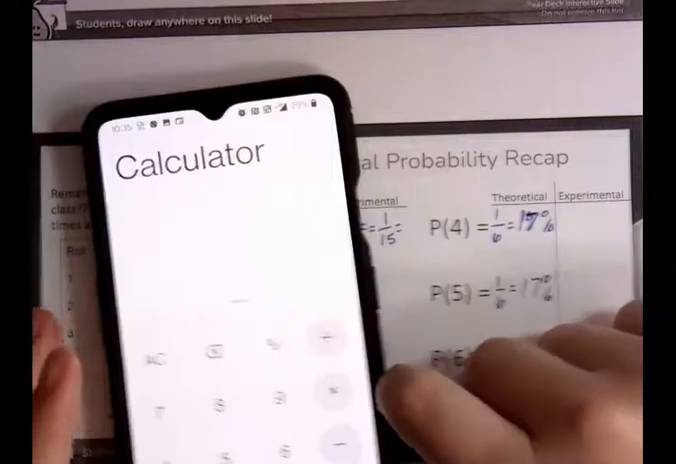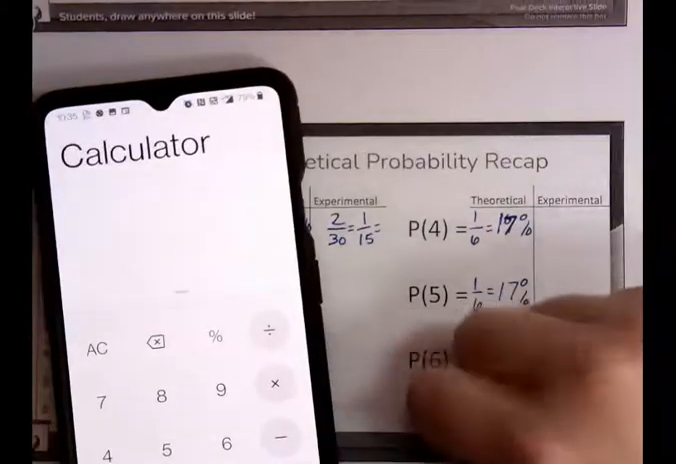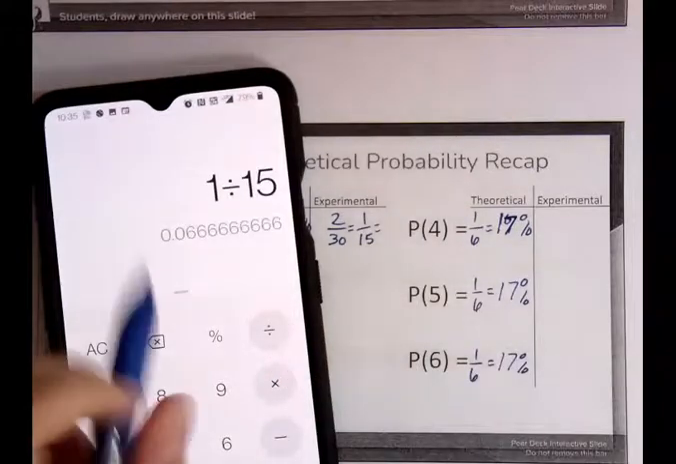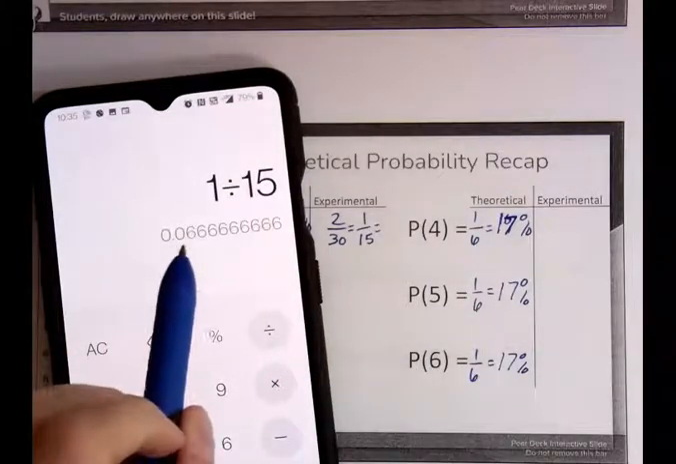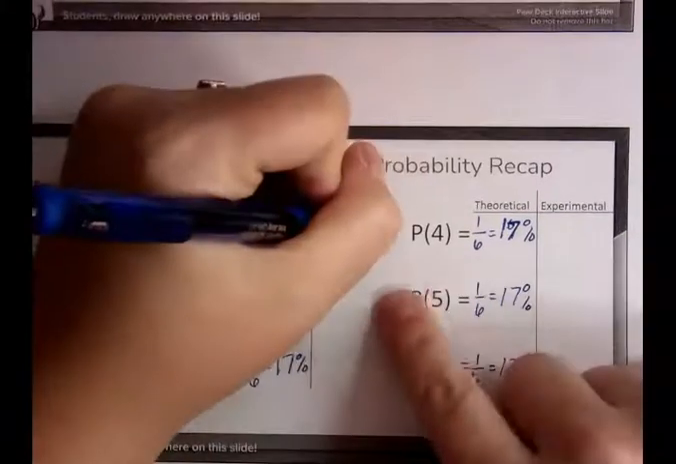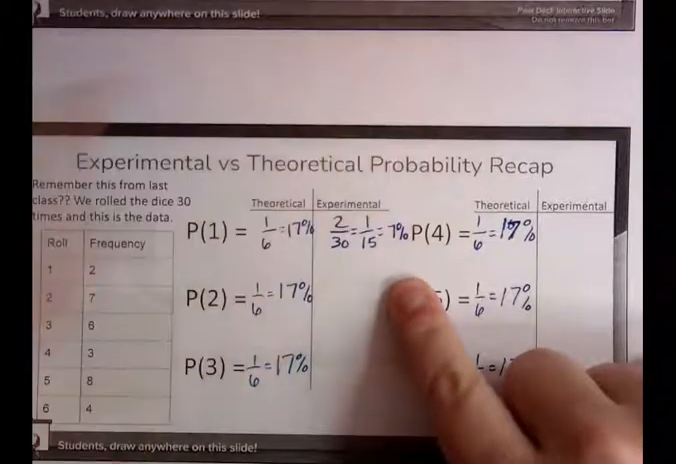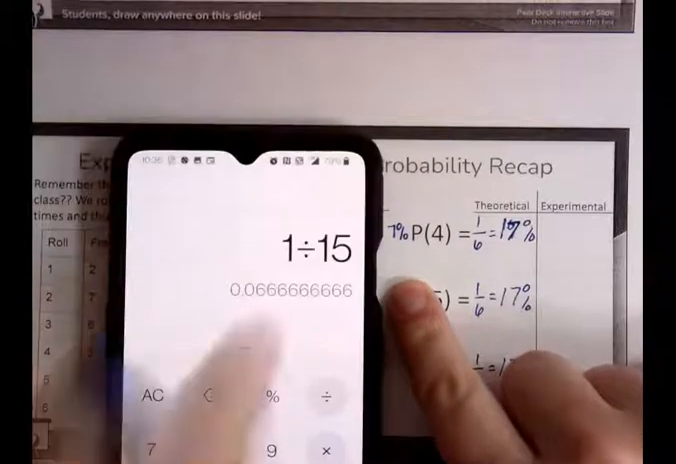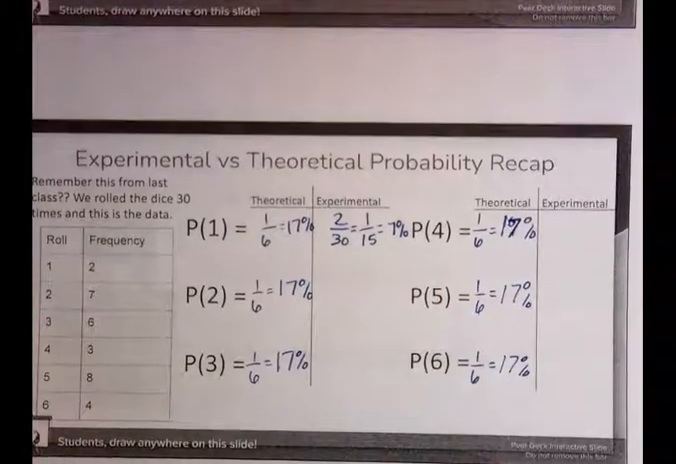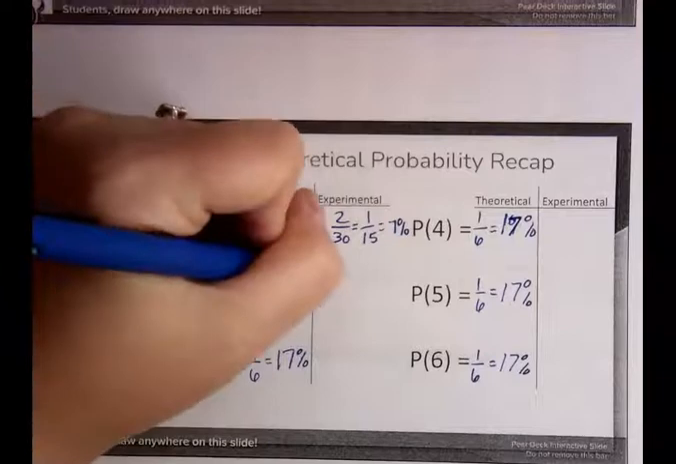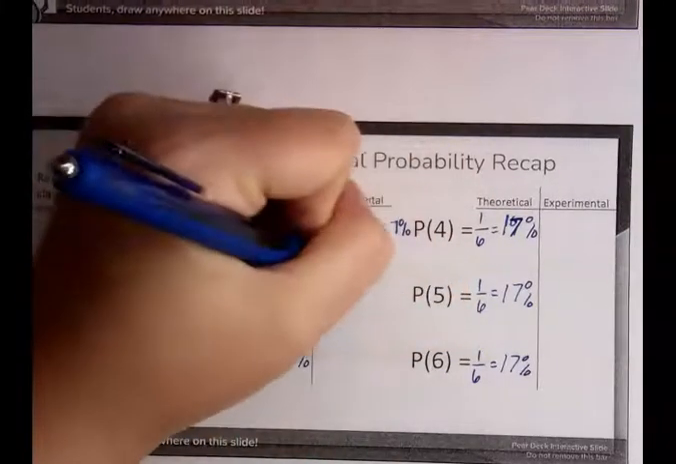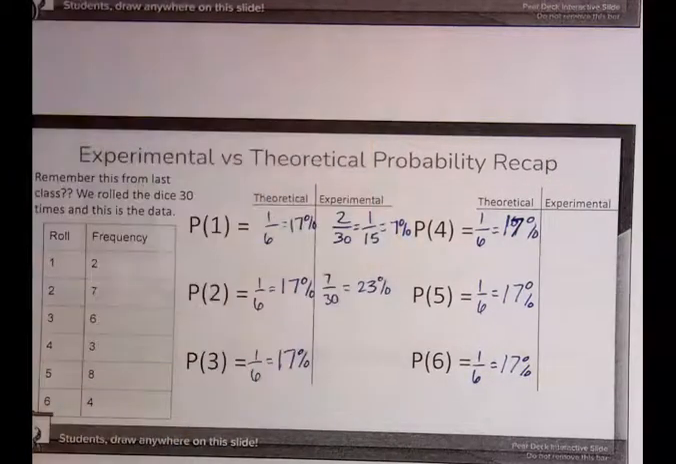Right, and then we're going to convert that to, excuse me, a percentage as well. So 1 divided by 15 is 0 and then 6 repeating. And so we're going to end up rounding that to 7% because you've got to move the decimal over 2 spots to get your percentage. Okay, and then we rolled a 2 7 out of the 30 times. So 7 divided by 30 is 23%.